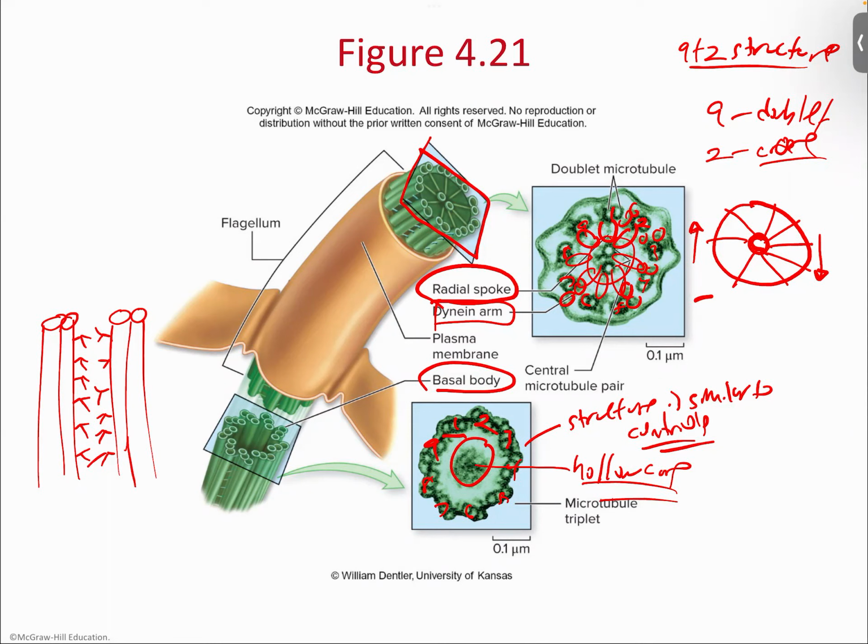Now, when these dyneins let go, it snaps straight. And then the alternate one will bind to its neighbor and start walking. It'll pull it down and that bends everything over. And then it'll let go and it'll snap straight. And they'll alternate back and forth. Walk, bend, release, snap straight. Walk, bend, release, snap straight.